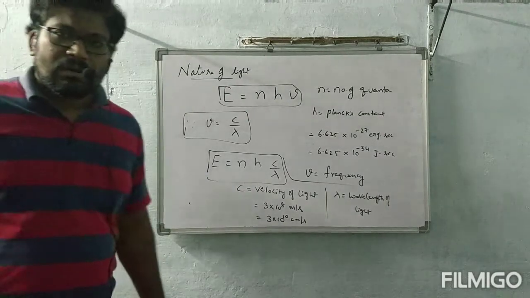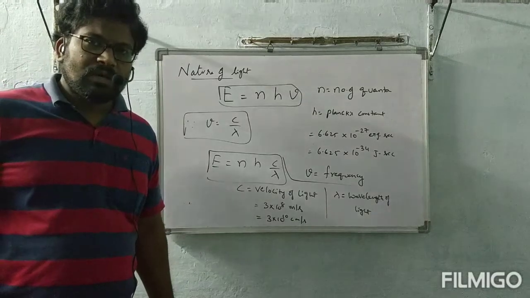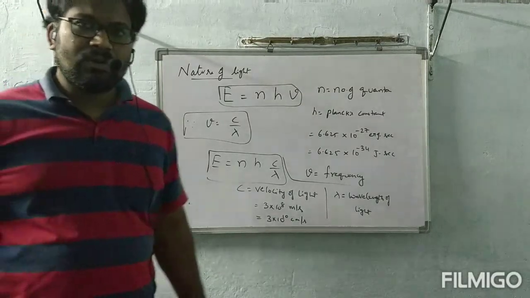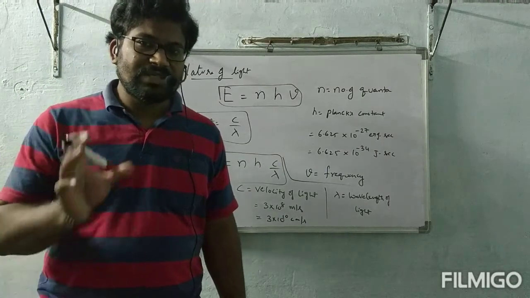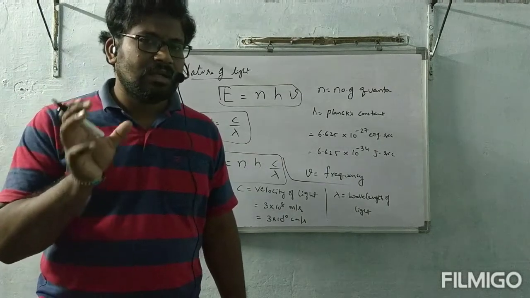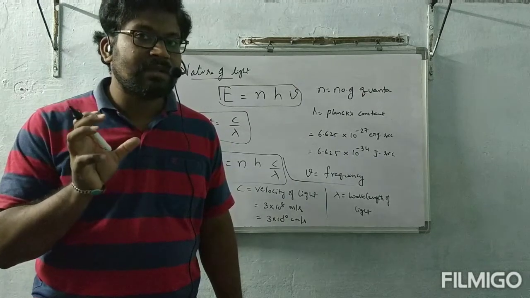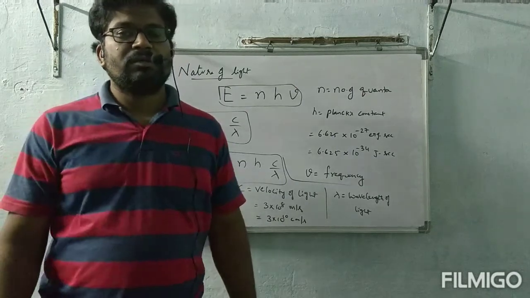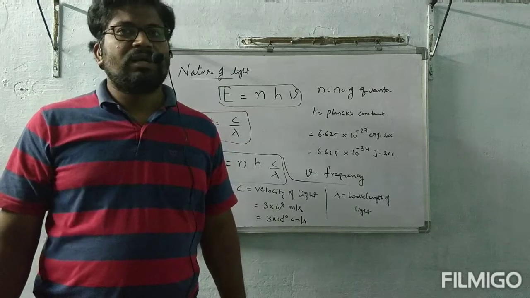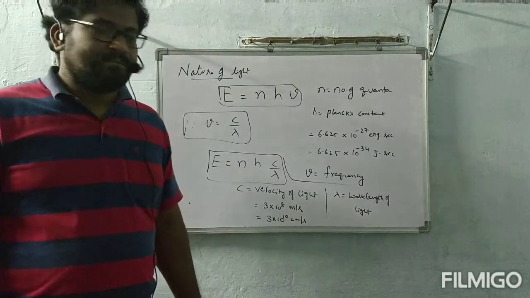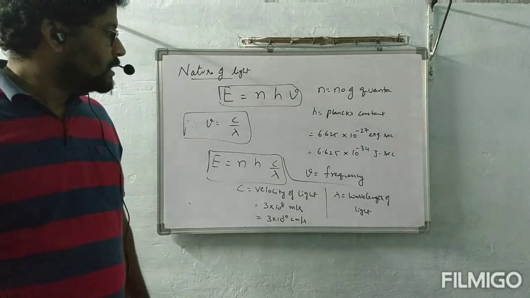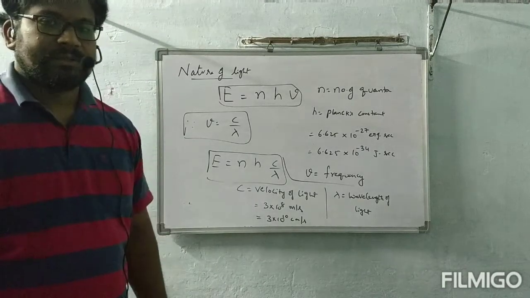Do you remember in Bohr's atomic model, when an electron jumps from a higher energy orbit to a lower energy orbit, E2 minus E1 is equal to h nu. That h nu is nothing but radiation. That radiation comes out in the form of energy packets called quanta. Bohr considered that quanta, and he said E2 minus E1 is equal to h nu. This is about the dual nature of light.